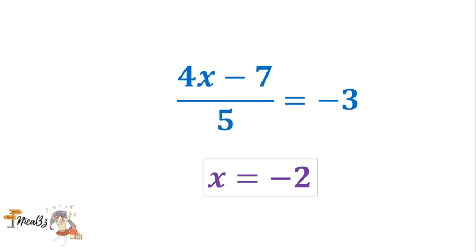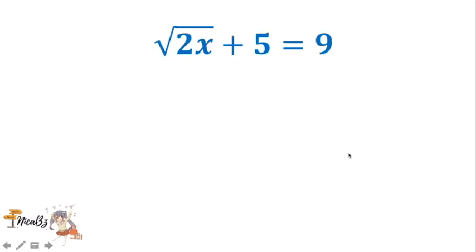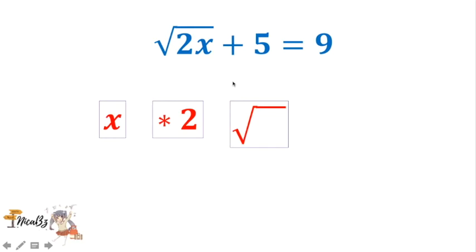Ready? Now let's have the next one. What if we have a radical? In this example, we have square root of 2x plus 5 equals 9. So the goal here is to get x, and notice that x here is multiplied by 2. Then after that, the square root of this expression is solved before 5 is added to end up with 9.